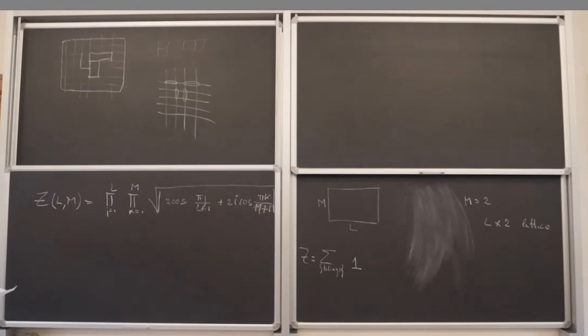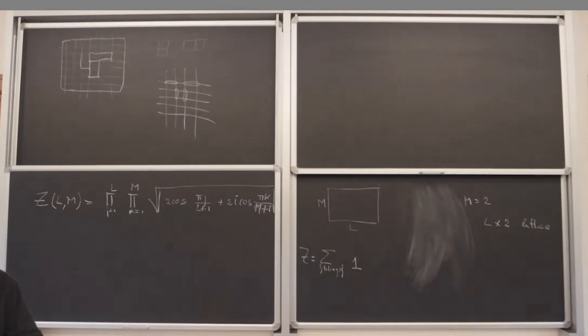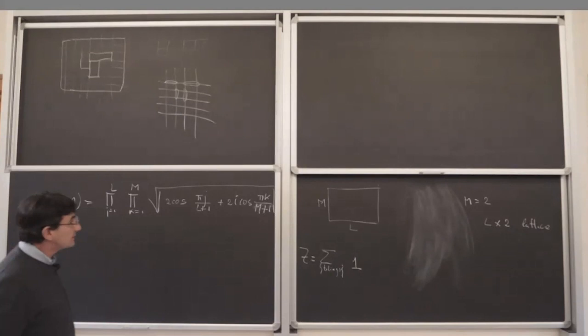Okay. And another thing which is a little easier to see is that as soon as the number of squares is odd, that is, if both l and m are odd, then all these products make zero because one of the factors vanishes. So this formula has been proven by Kasteleyn in '61, and also by Temperley and Fisher in '61, independently. And there are several ways to prove it, and we shall sketch the proof here.